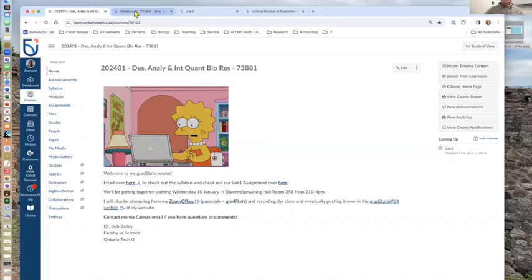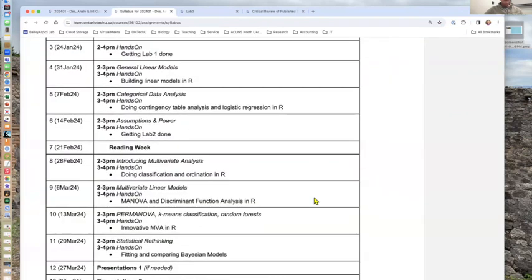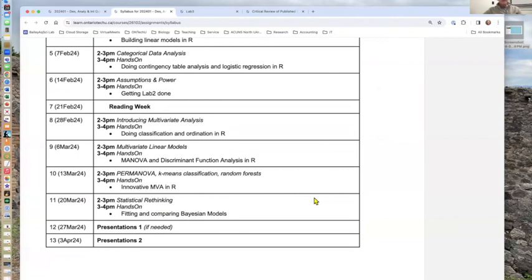I think I've got the syllabus teed up here. And just as a reminder of what we're doing for the rest of our time together, today I'm just going to introduce you to multivariate analysis, this world, which I think some of you have dipped your toes in a bit. But it's just to wrap your heads around that.